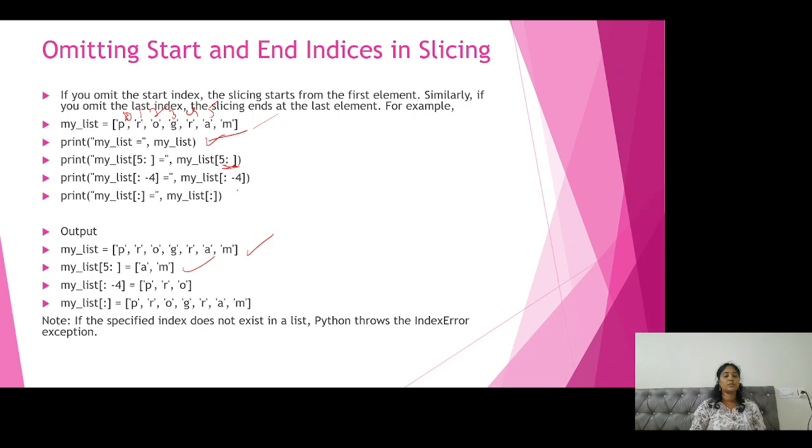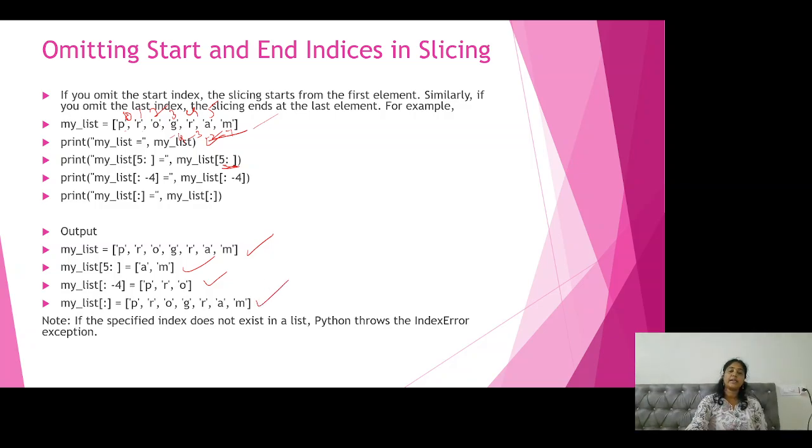So from 5, meaning 0, 1, 2, 3, 4, 5, you will get AM. Starting to minus 4 is nothing but minus 1. When you didn't include the start, by default it starts from 0. So minus 4 means starting from 0, PRO. Minus 4 means end, and it never includes it. So it continues till minus 5, so that you will get PRO. And when you didn't specify start and end, the complete list items will be extracted.